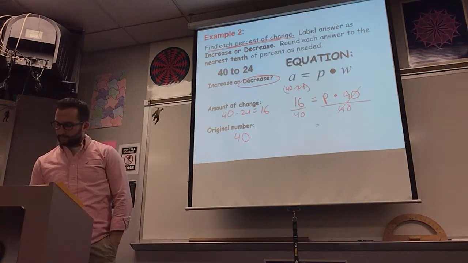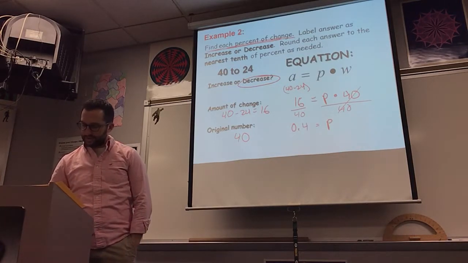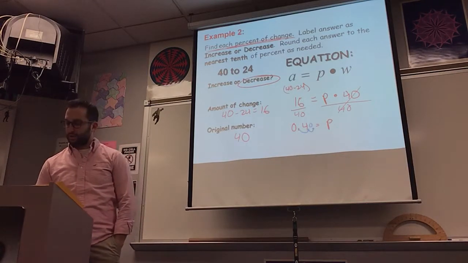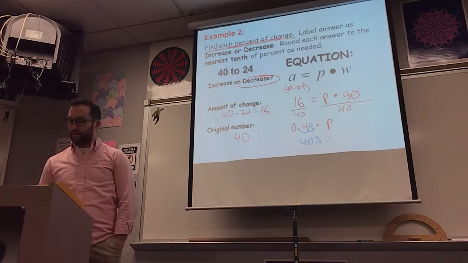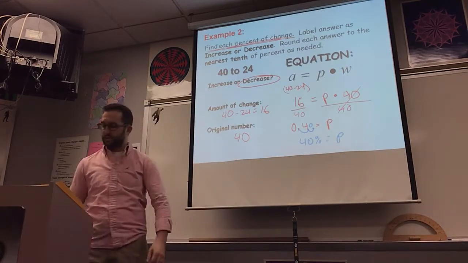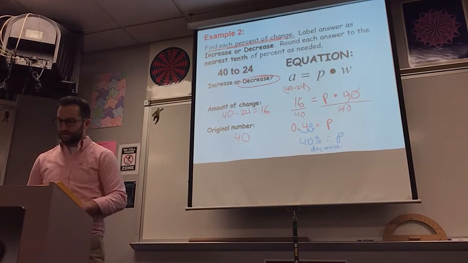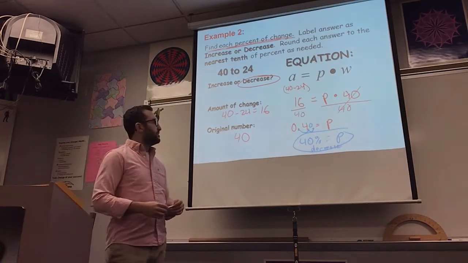So what's P? 0.4, and of course we know that that's not a percent, right? So we go 1, 2, put that extra 0 in there, and we get 40%. Now is this going to be an increase or a decrease? We want to identify it as a decrease, so 40% decrease, okay? On the last problem I forgot to write increase. 40% decrease.